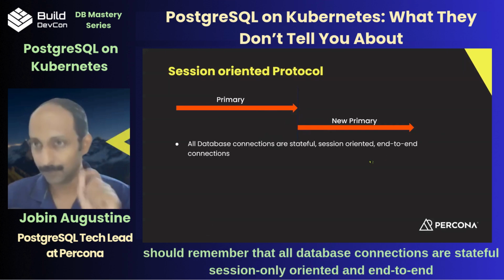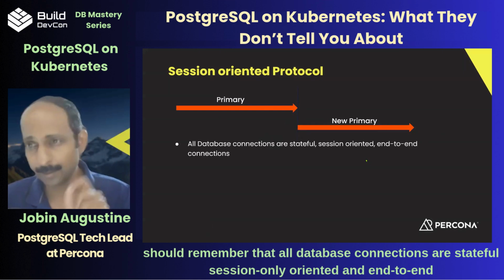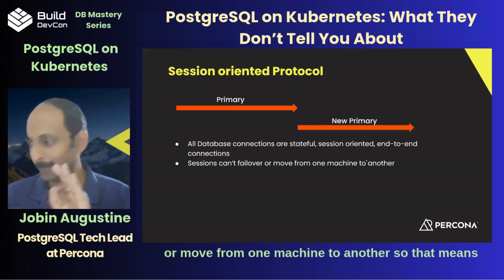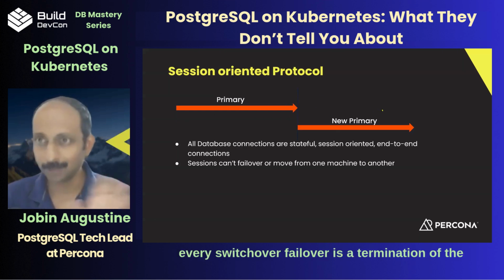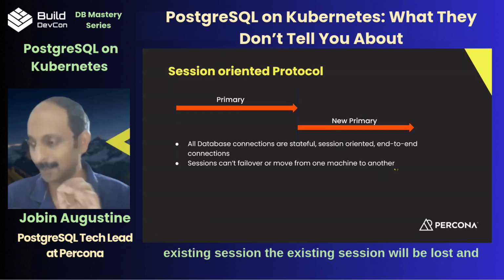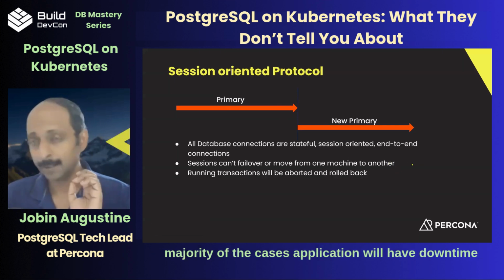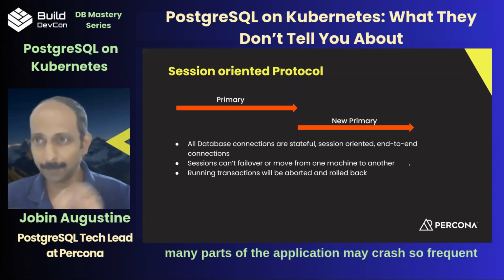However, we should remember that all database connections are stateful, session oriented, end-to-end connections. And sessions cannot fail over or move from one machine to another. So that means every switchover or failover is a termination of the existing session. The existing session will be lost, and running transactions will be aborted and rolled back. In the majority of cases, the application will have downtime. Many parts of the application may crash.